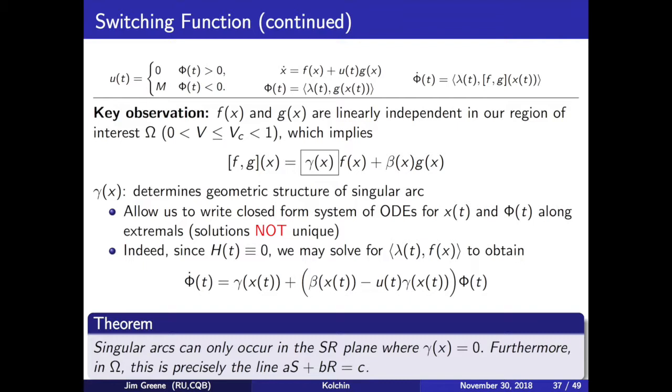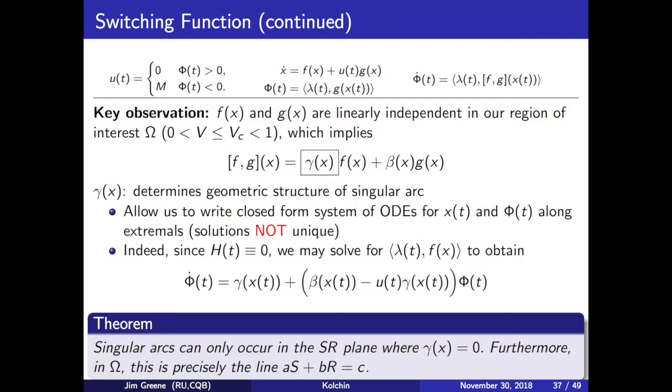Now, the key observation that is actually quite useful here is that the vector fields f and g are linearly independent, and again, it's easy to check. And so the Lie bracket, which itself is a vector field, can be written as a linear combination of f and g. Because they're independent, this is just an arbitrary vector field. And in fact, we can find it explicitly. I claim that the singular arc is fundamentally tied to the f coefficient of this Lie bracket. Why is this?